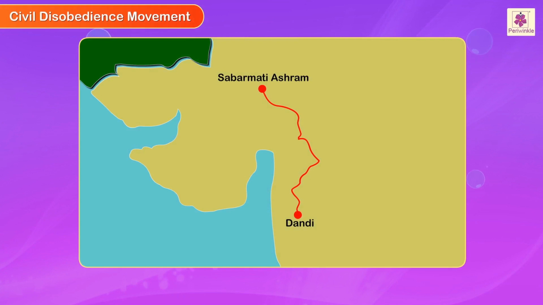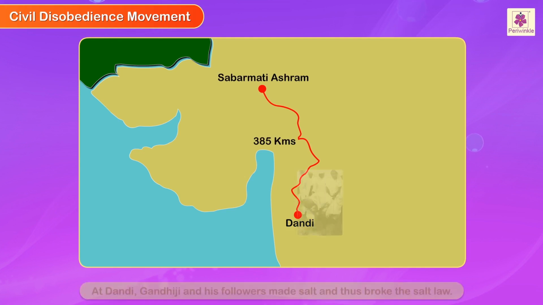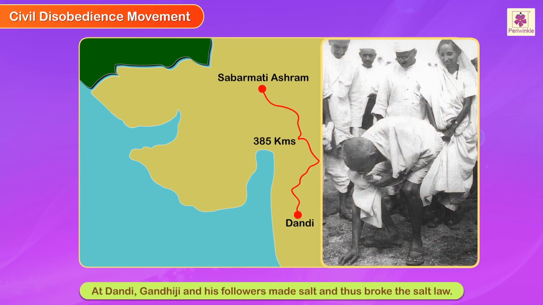The march started from Sabarmati Ashram and covered a distance of 385 kilometers to Dandi along the sea coast. At Dandi, Gandhiji and his followers made salt and thus broke the Salt Law.